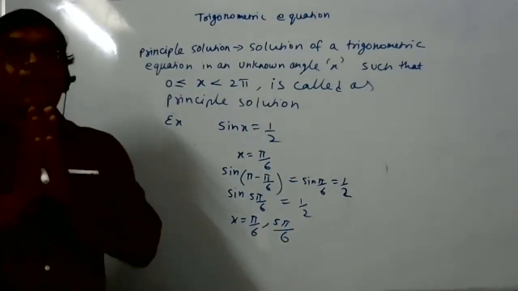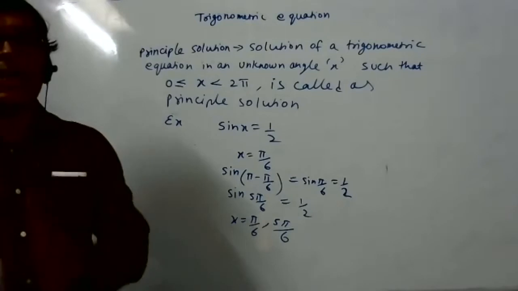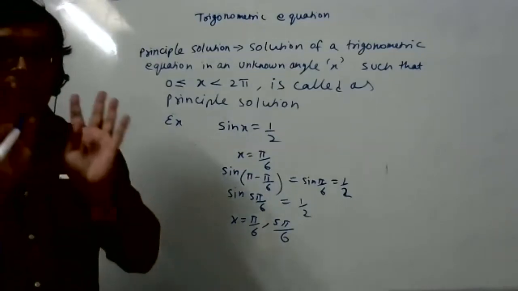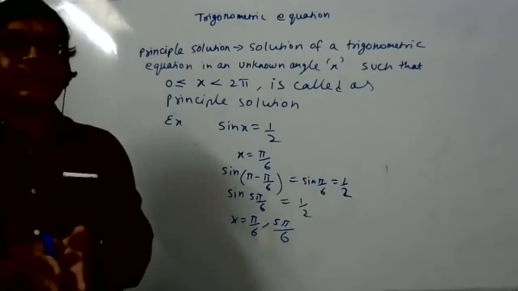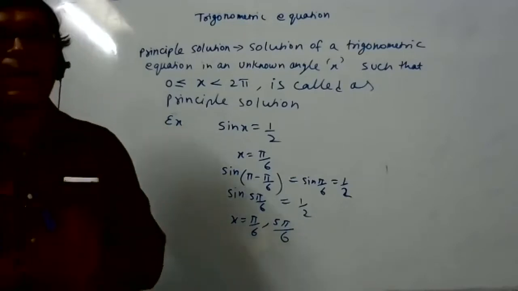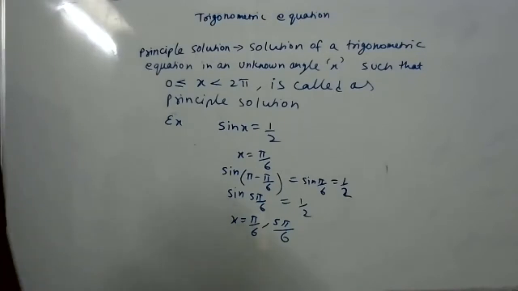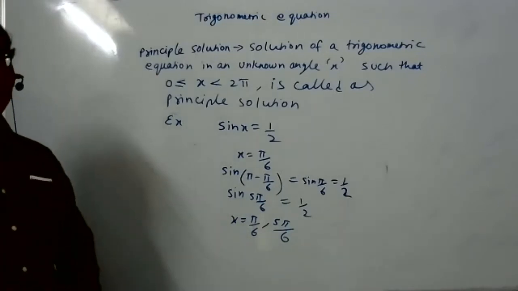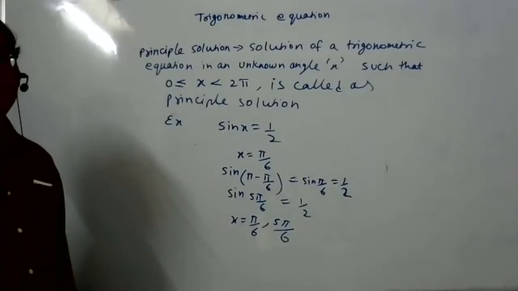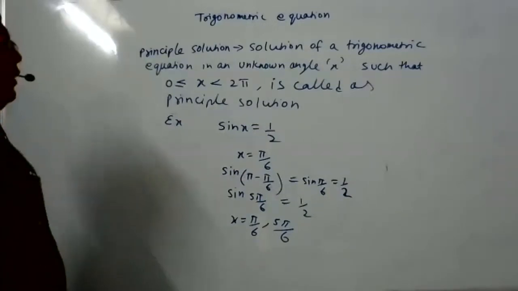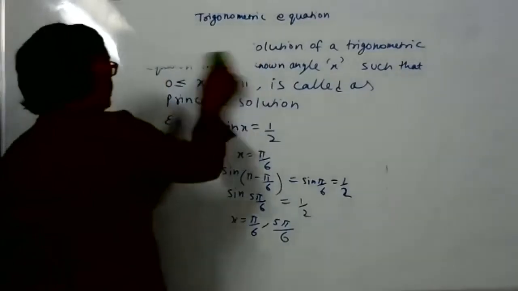Solution of a trigonometric equation in an unknown angle x such that the value of the angle is greater than or equal to 0 and less than 2 pi. Such angles x are called principal solutions. Shall I erase the board? Anybody who has a doubt can ask me now. Anybody has doubt? No, sir. We'll go for general solution now.